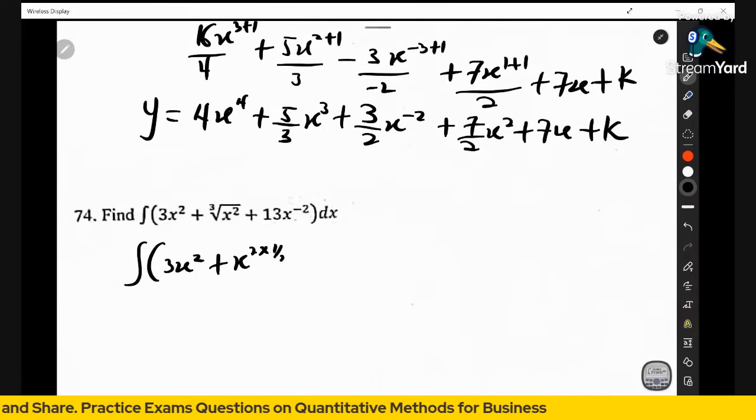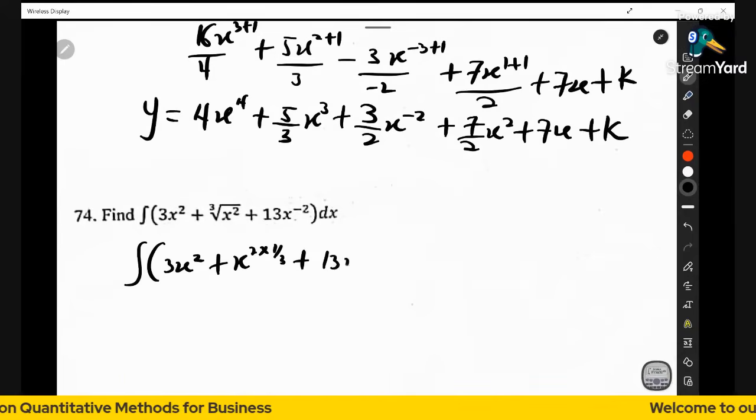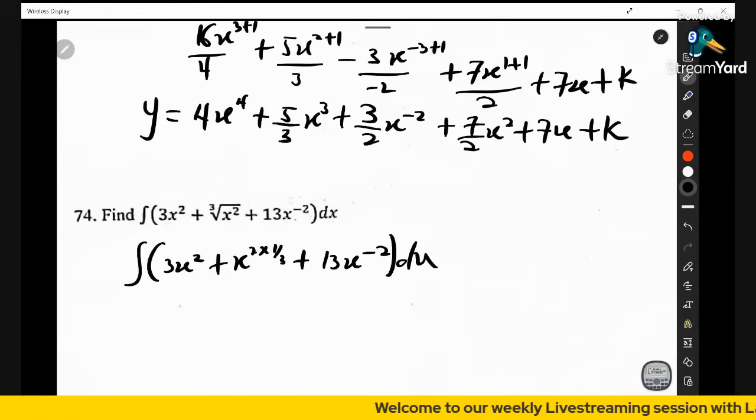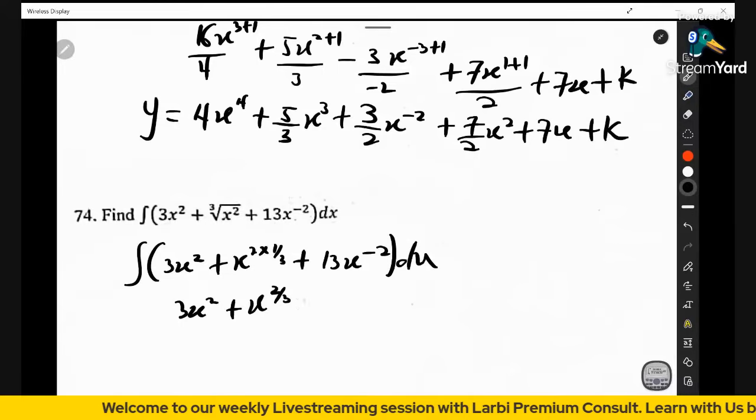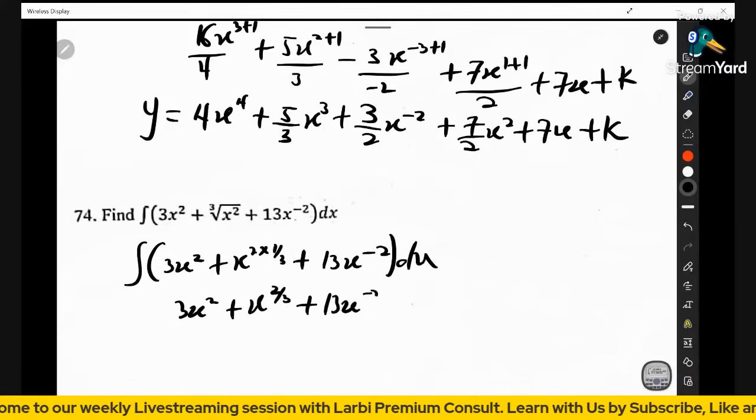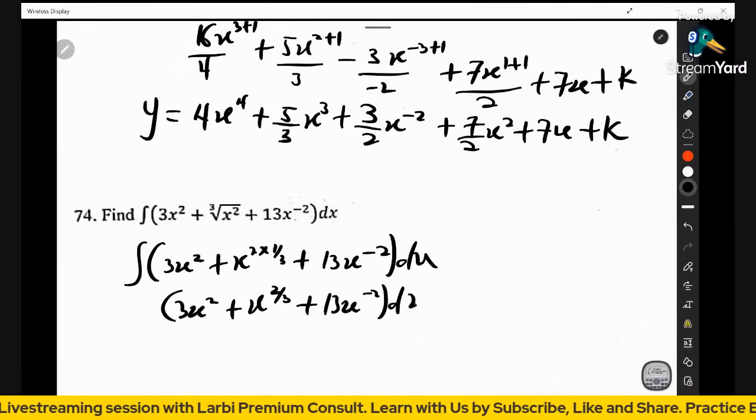multiplying 1 over 3. That's 1 over 3 multiplying 2 plus 13x to the power negative 2. This is also fine, so no problem with that. dx. So we'll have 3s squared plus x to the power 2 over 3 plus 13x to the power negative 2 dx.